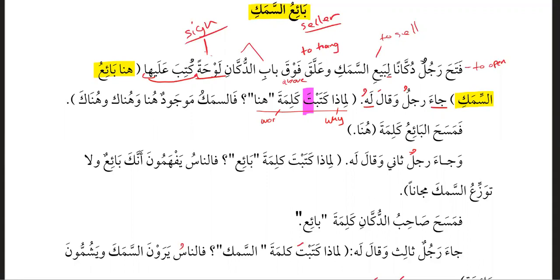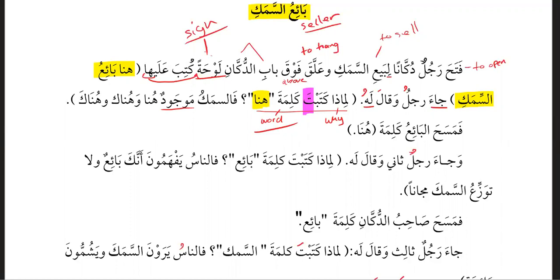كلمة. So he's asking, لماذا كتبت كلمة هنا؟ Why did you write the word هنا? Okay, meaning here. So he's asking me about his sign. A man came and he said to him, why have you written the word هنا? And then he says, فالسمك موجود هنا وهناك وهناك. ما معنى هذا عبد القيوم? Because the fish here, موجود, I mean, present here and over there and over there.